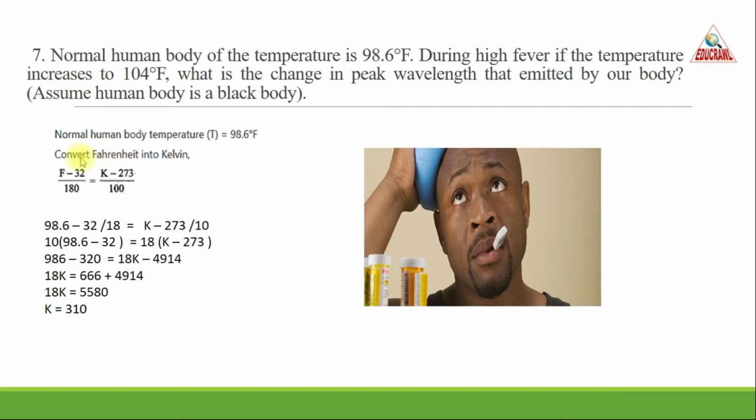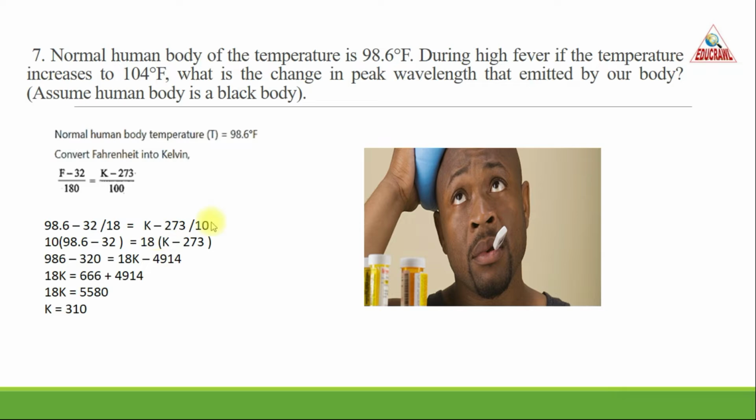We know the formula to convert Fahrenheit into Kelvin as F minus 32 divided by 180 is equal to K minus 273 divided by 100. This is the formula of conversion from Fahrenheit to Kelvin. Now substitute the Fahrenheit value as 98.6. In this equation we get 98.6 minus 32 the whole divided by 18, which is equal to K minus 273 divided by 10. This K value is the Kelvin value which we have to find. Here, 180 and 100 in the earlier equation, we have cancelled the 0, so it is only 18 and 10.